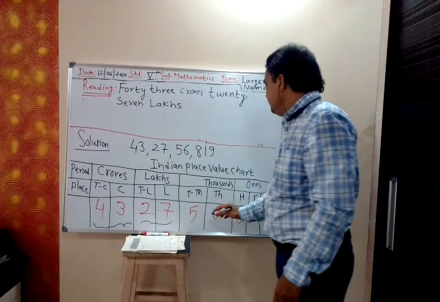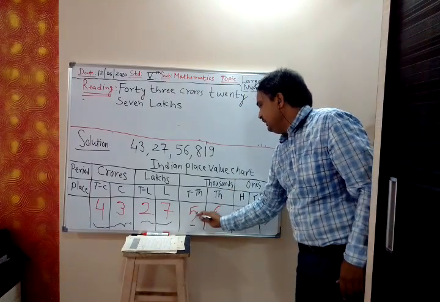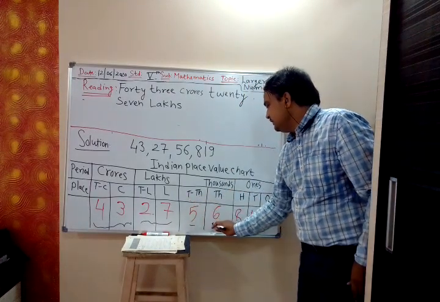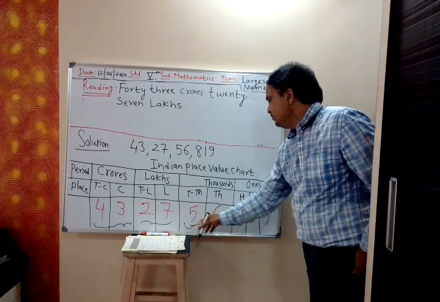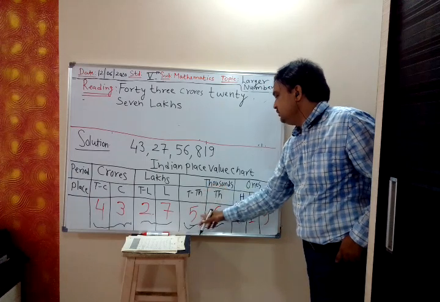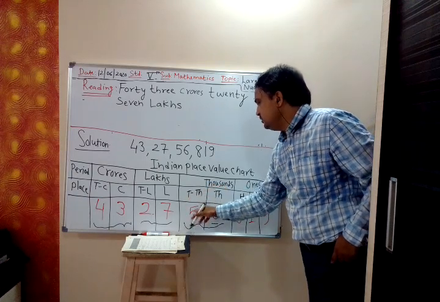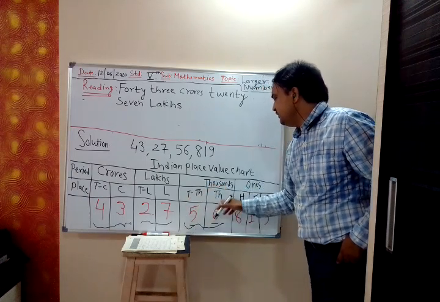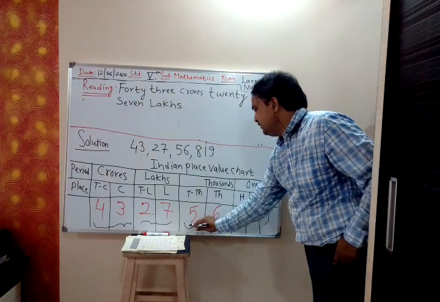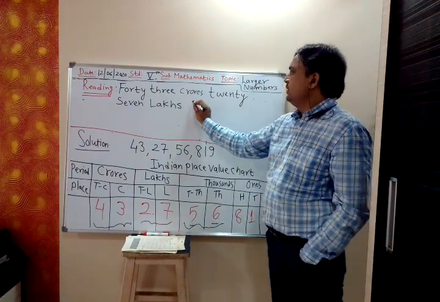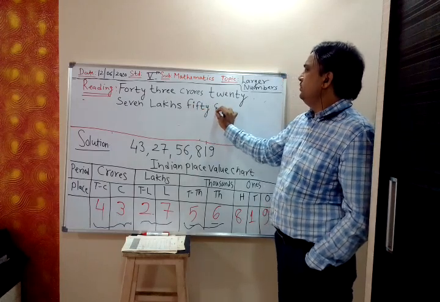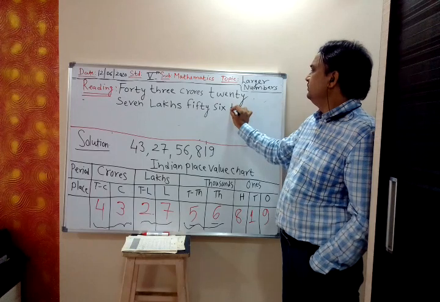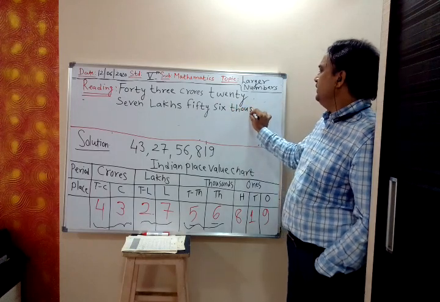Now next, 5 is in 10,000 and 6 is in 1000. So these two digits, 56, are in thousands. 5 in 10,000 is 50,000 and this is 6,000. So 56,000.